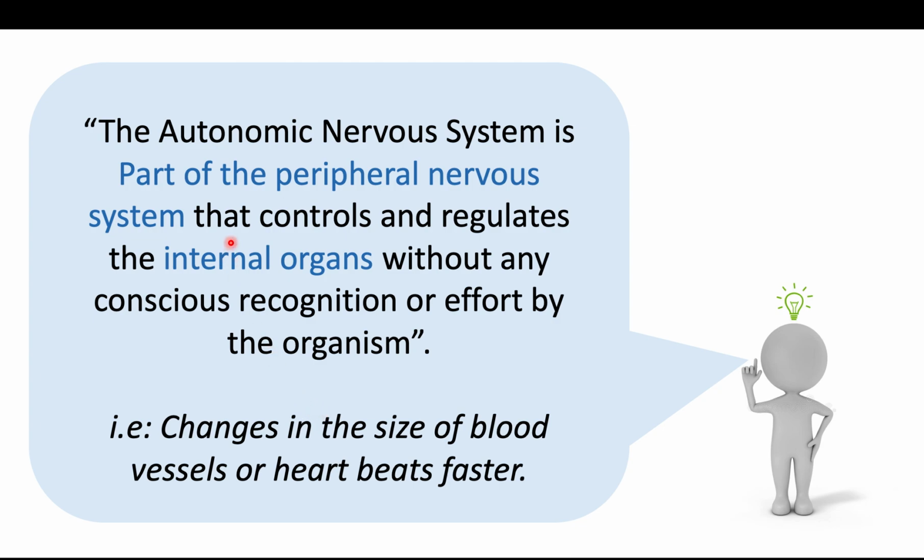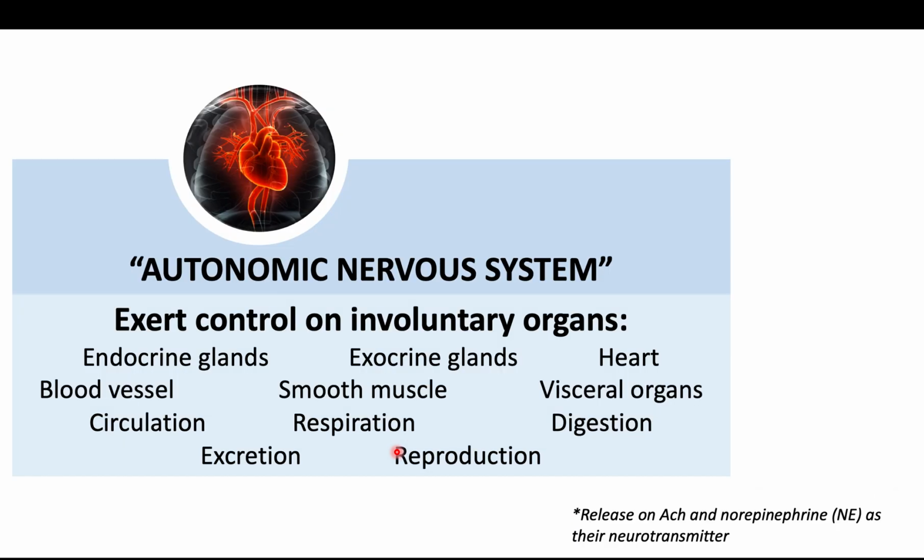The autonomic nervous system is actually part of the peripheral nervous system, but it controls and regulates your internal organs without your conscious control. For example, the changes in the size of the blood vessels, your heartbeat, the size of your pupils. You don't control them, but it is actually the autonomic response. So it exerts control on involuntary organs.